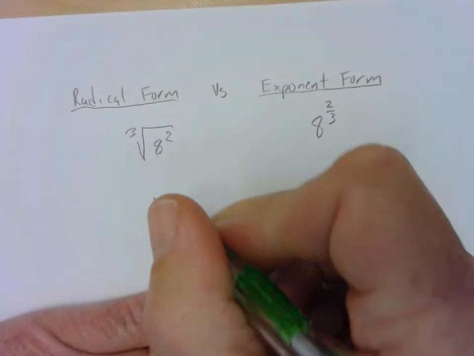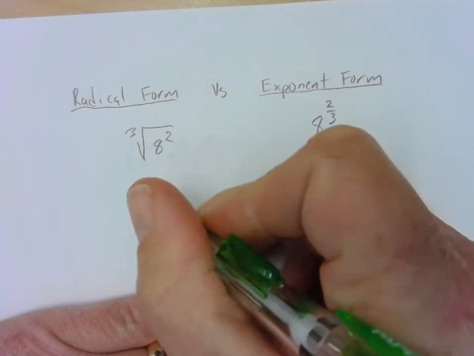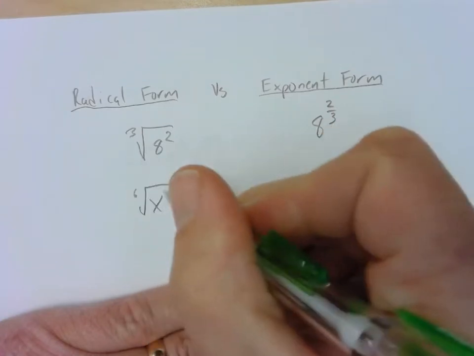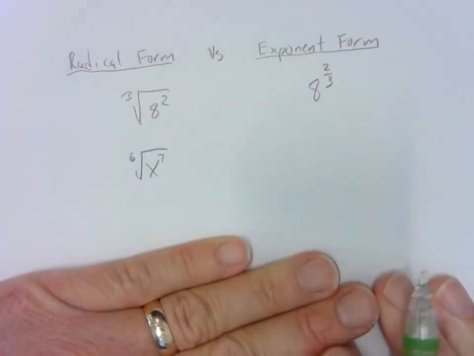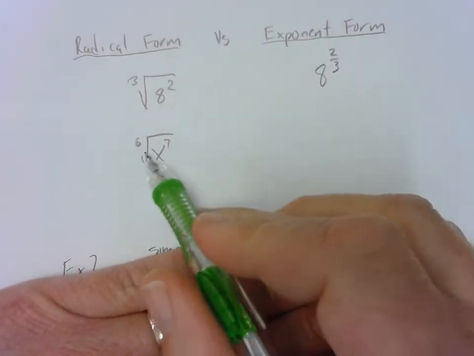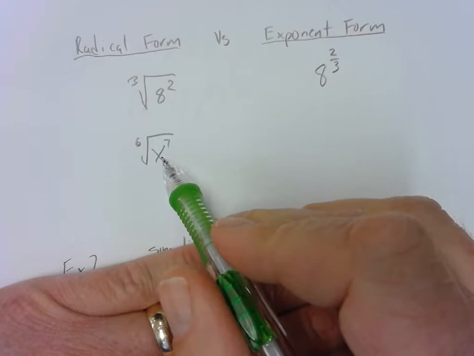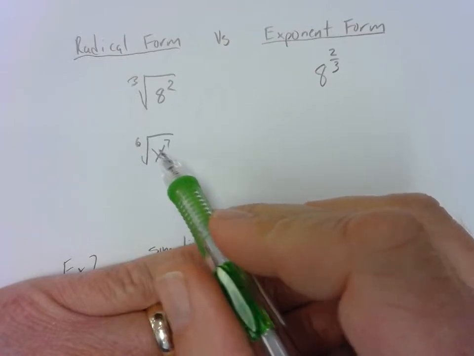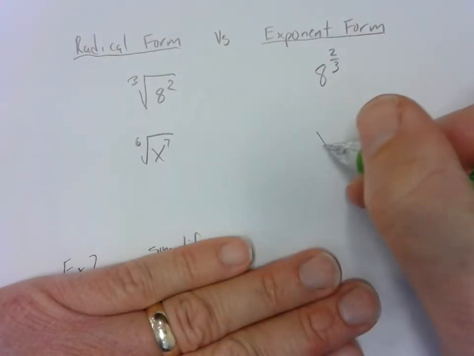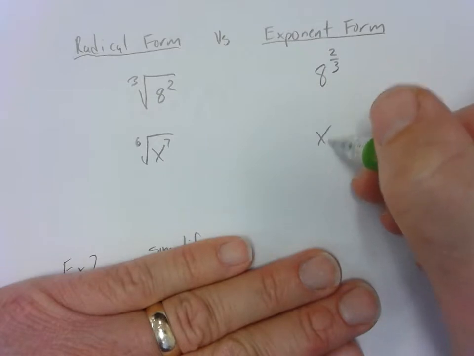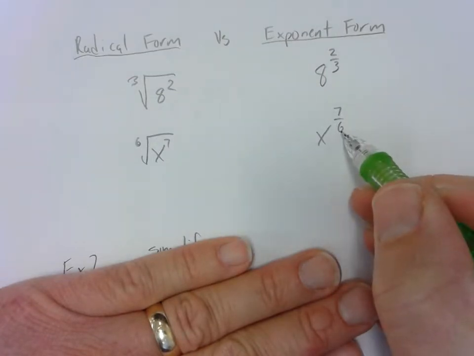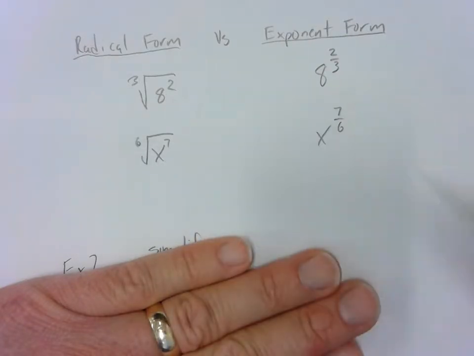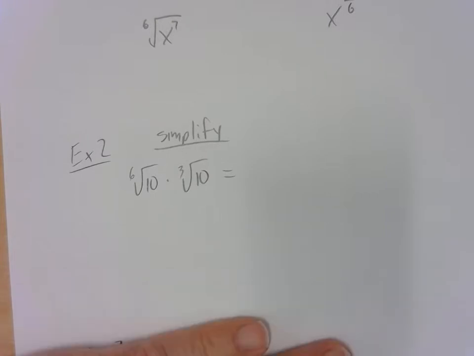We could do x to the 6 with a 7 there. So that's a 6. And so we have the 6th root of x to the 7th. Remember, this is the index, that's the exponent, so we can write it as x, and then to the 7/6. So the index goes on the bottom of the fraction, and the exponent goes on the top of the fraction. Next example is simplify.